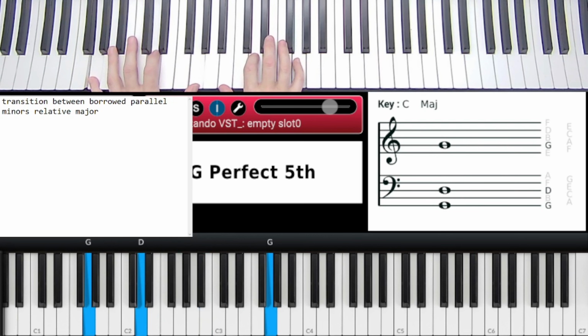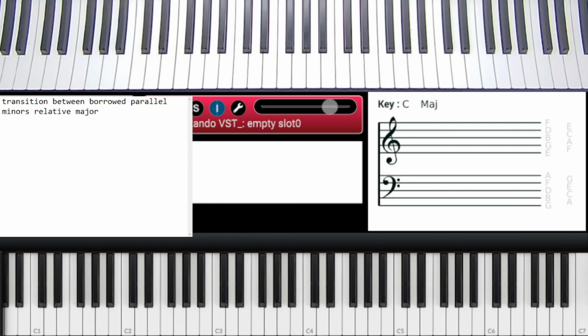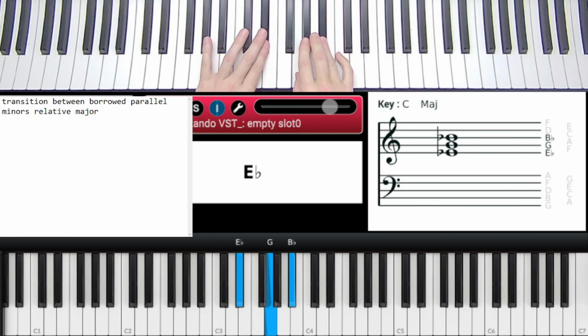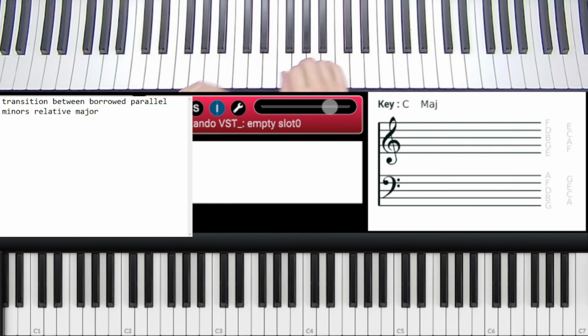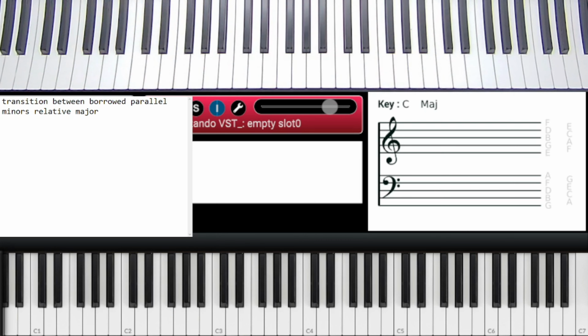So now actually I'm going to go backwards. Since you're in the parallel minors, you can go back to the C with the raised third 5. So another dominant move going from parallel minors to relative major. You can get to C really easy, and backwards, just by simply throwing in that G dominant 7.